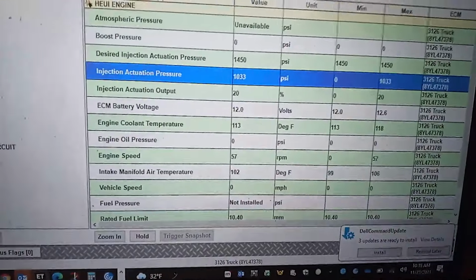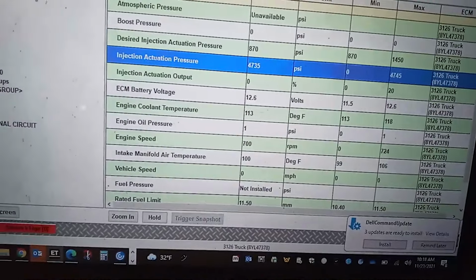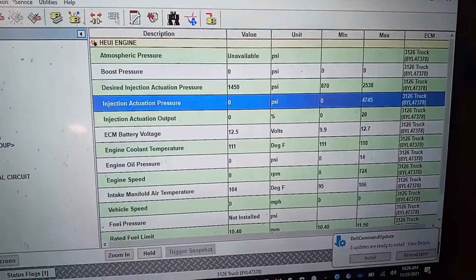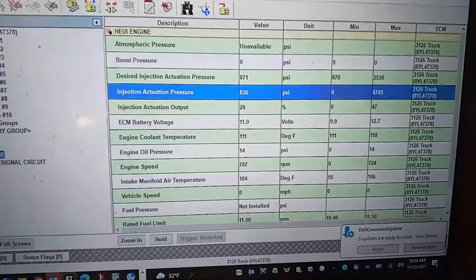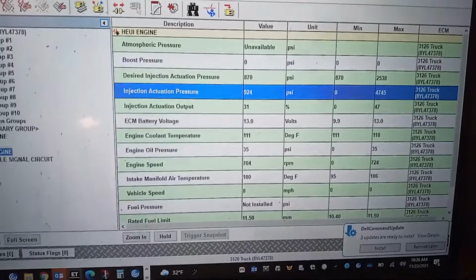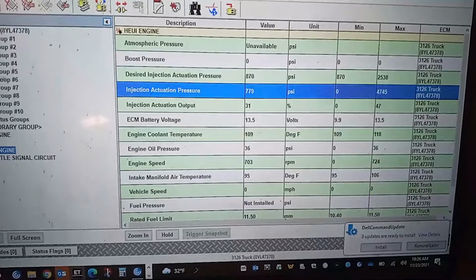But now watch the blue line. Look at that. 4,700 right away. Now I changed out the solenoid for one I actually have spare new in my box and cranked on it. And look, built pressure right away and started up.